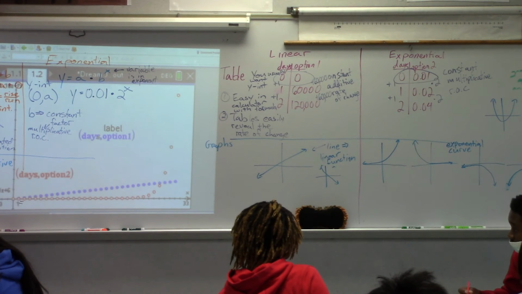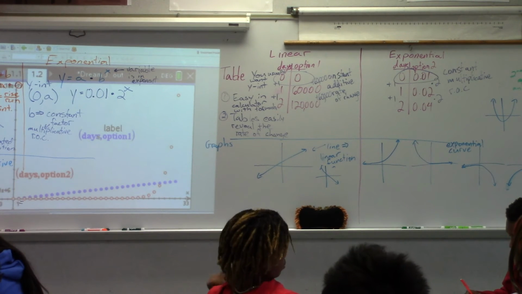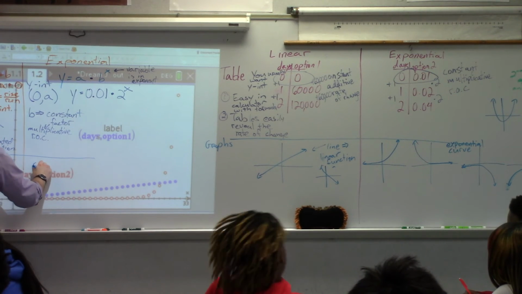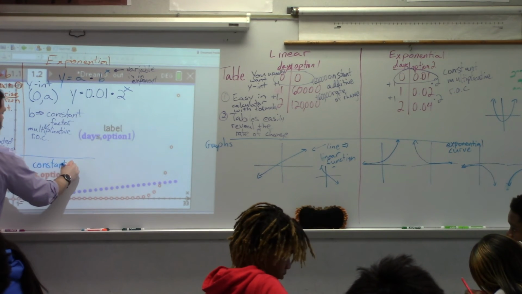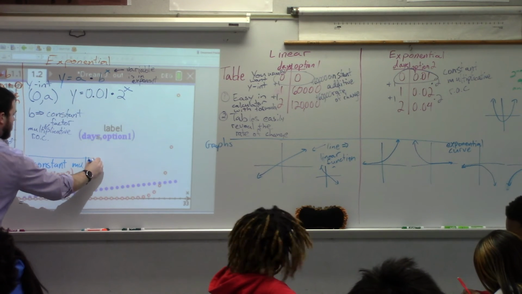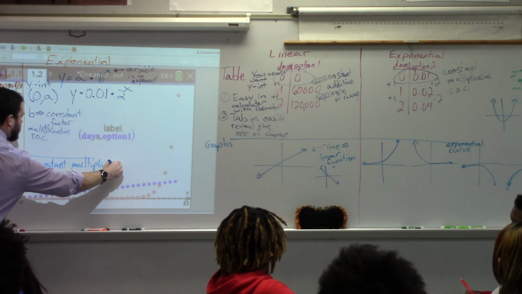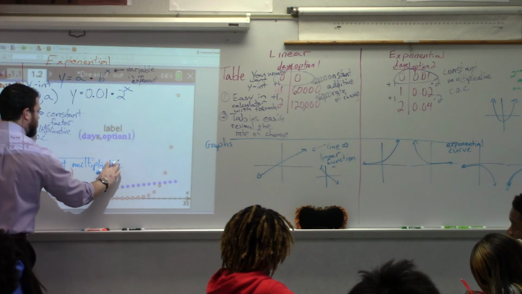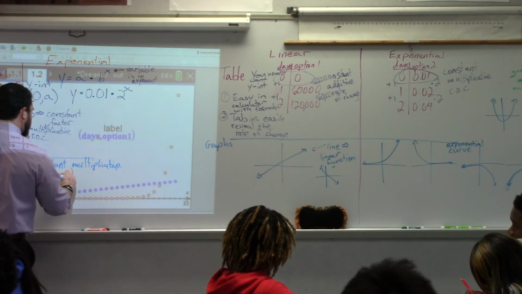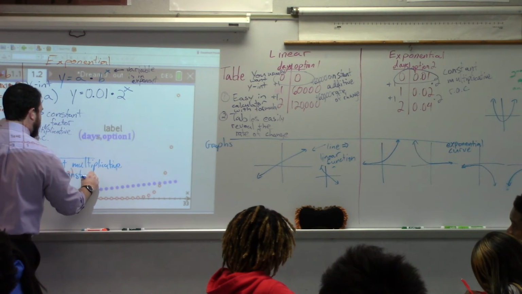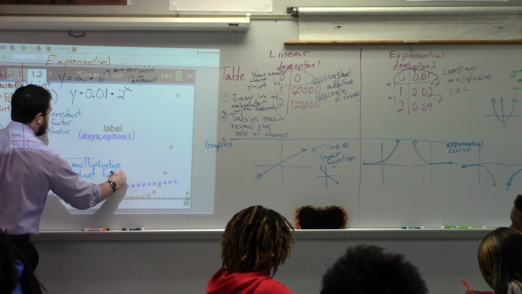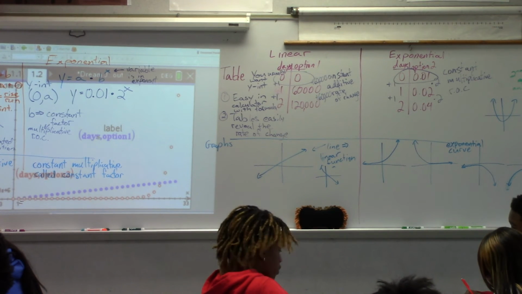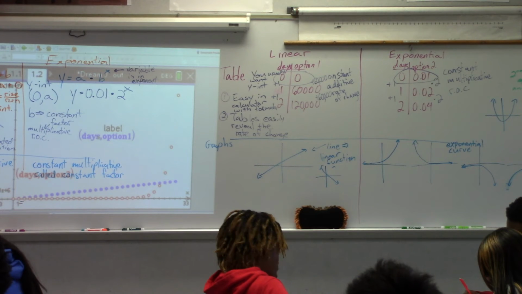Whereas for an exponential, the rate of change is constant multiplicative. Called what? Alright. That's a lot of writing, I know. Get those final notes down.